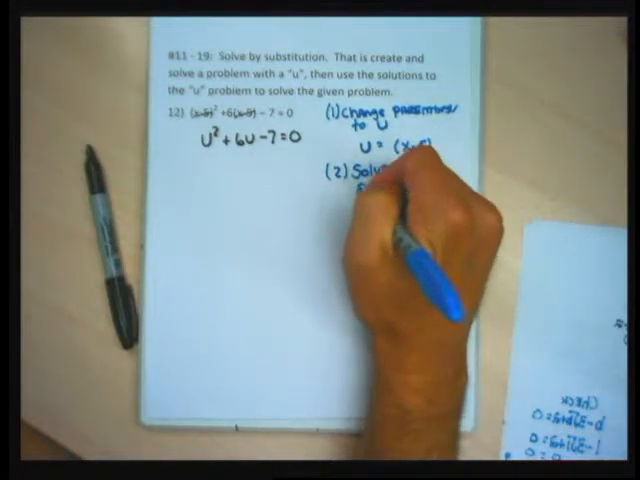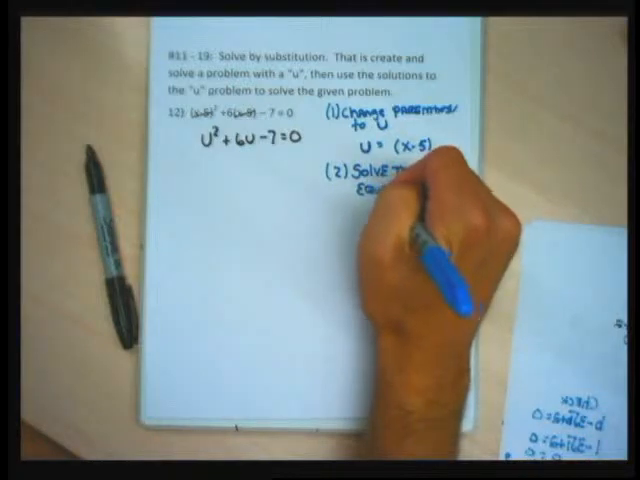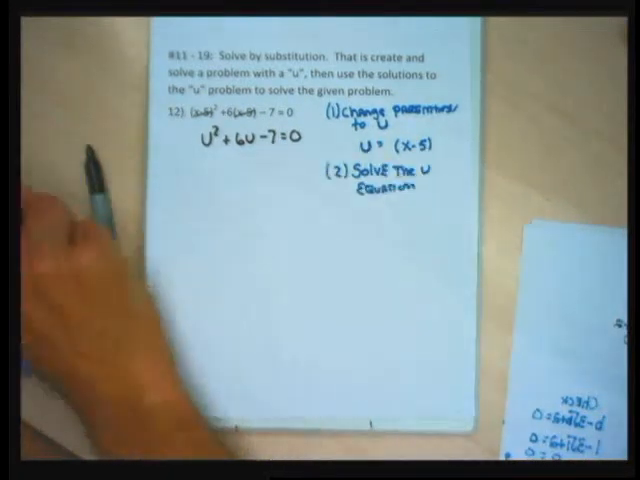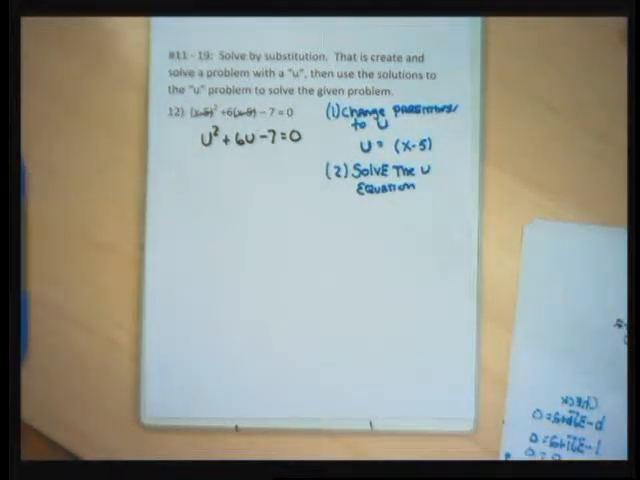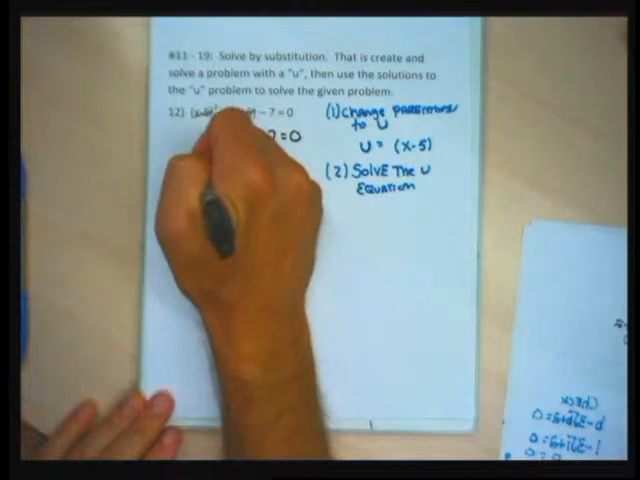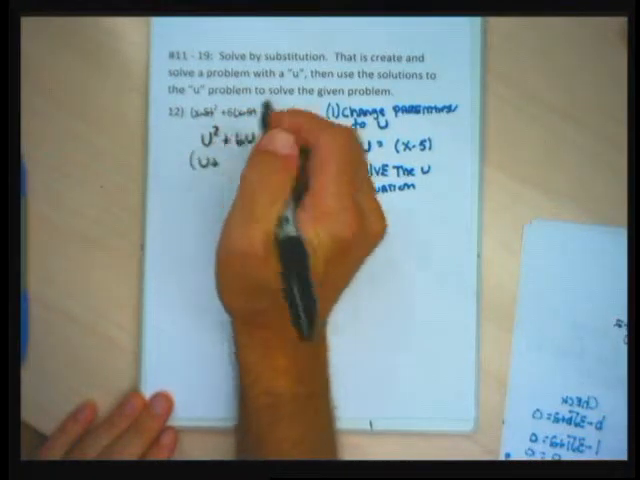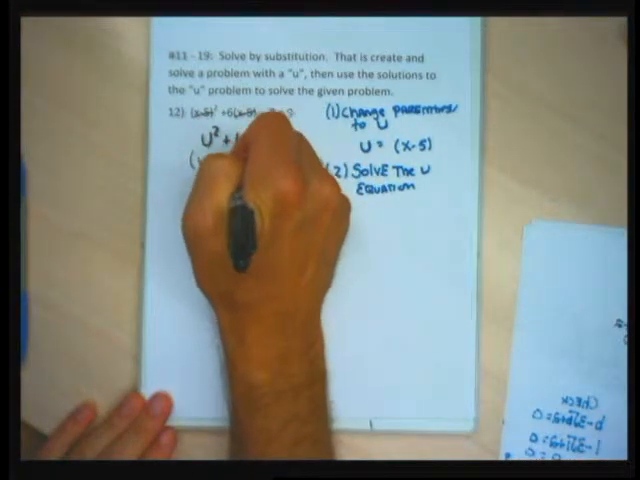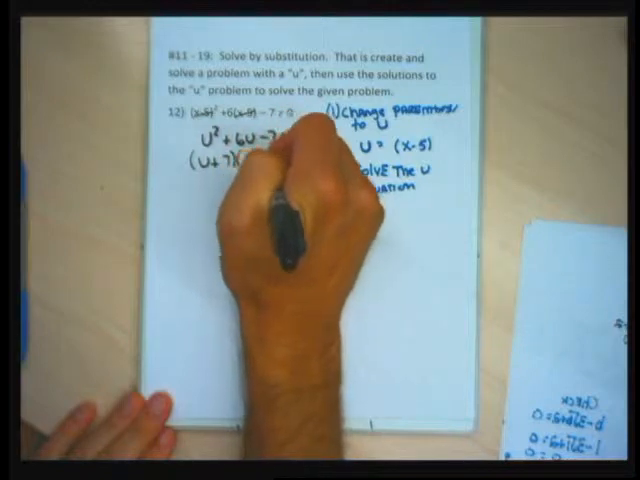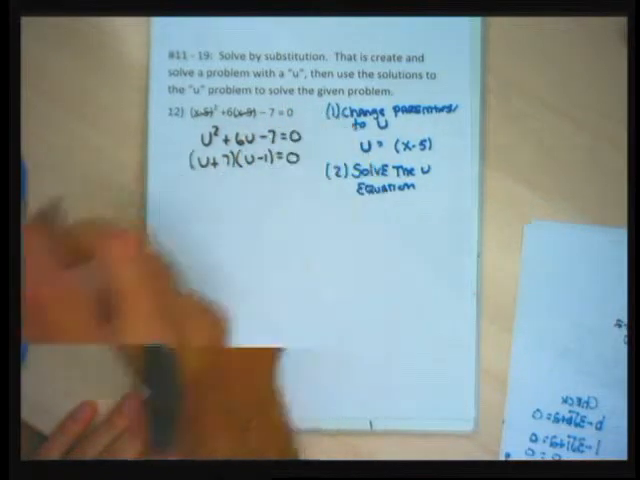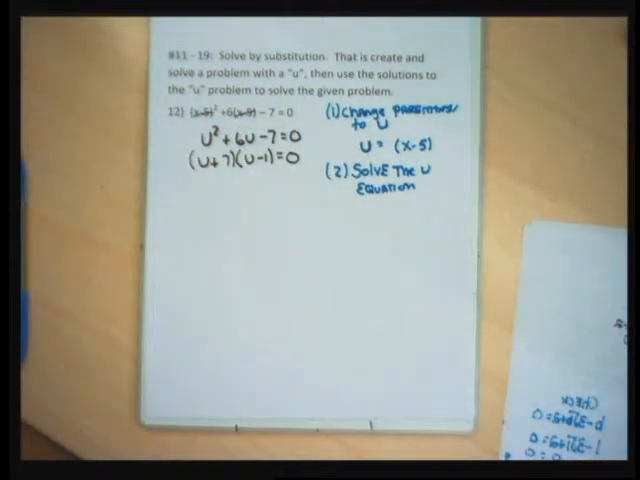And then after I make that change, I'm going to solve the equation with the u. This problem has a square, so I could either solve by factoring or the quadratic formula. The factoring is easy for me, so I'm going to factor it. I go u plus 7 times u minus 1 equals 0.